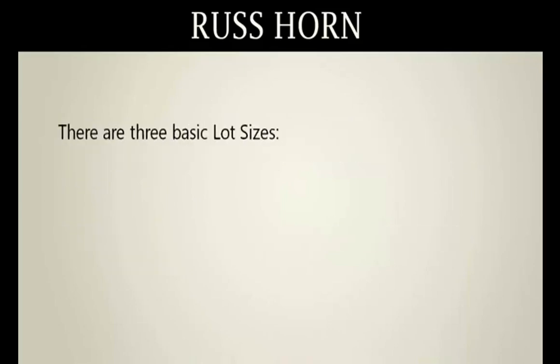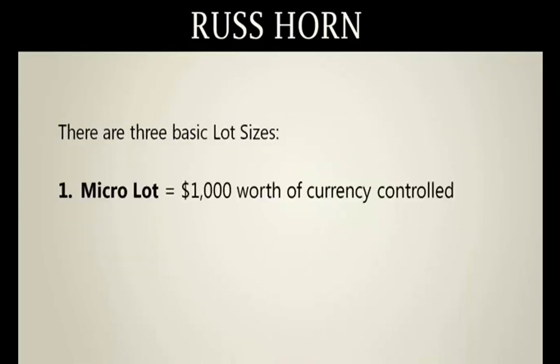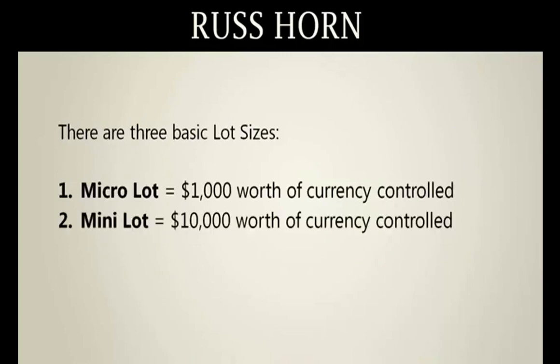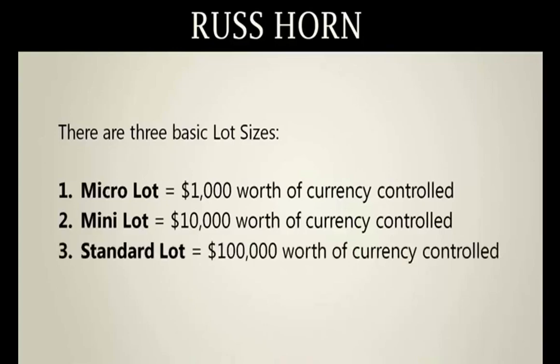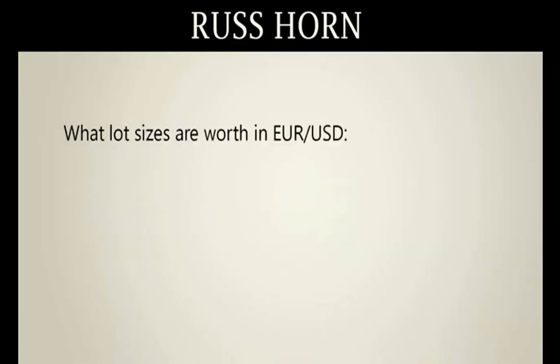There are three basic lot sizes. There's the micro lot, and that's $1,000 worth of currency controlled. There's the mini lot, and that's $10,000 worth of the currency controlled. And there is the standard lot, and that is $100,000 worth of currency controlled. What are lot sizes worth in the Euro USD?